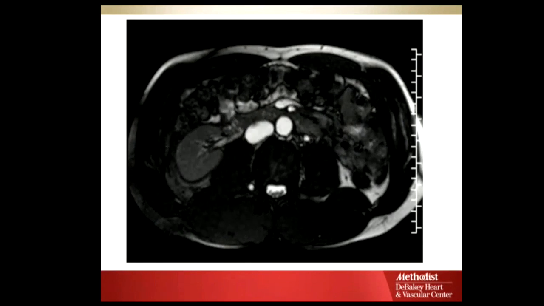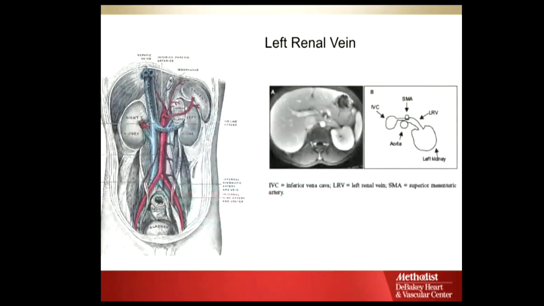You can look at the left renal vein coming across, right? That's SMA, that's SMV here, and that's your aorta. You can see the compression. So it gives you real-time imaging. Again, left renal vein compression.